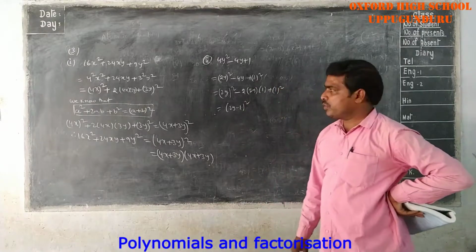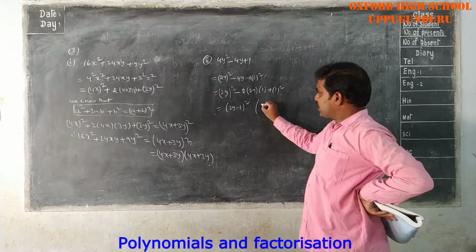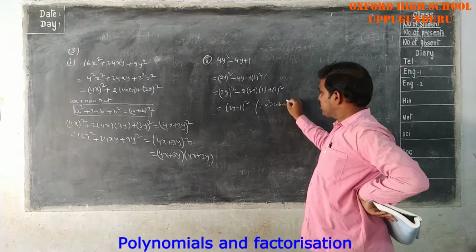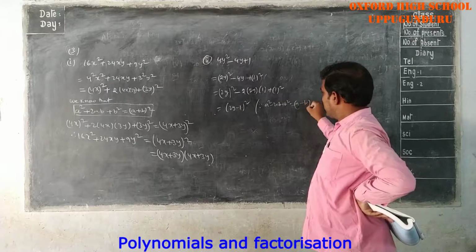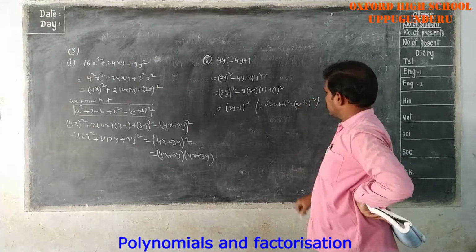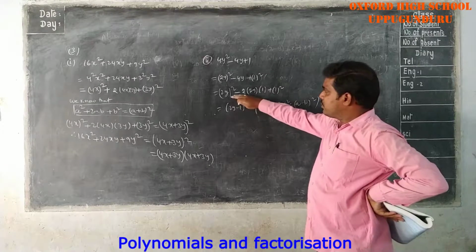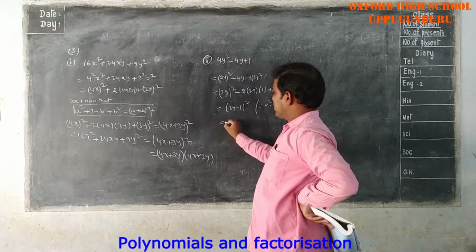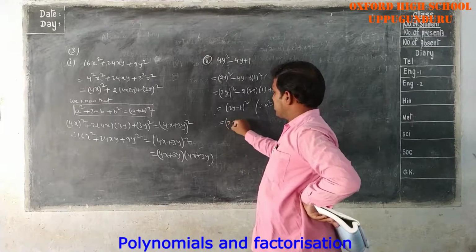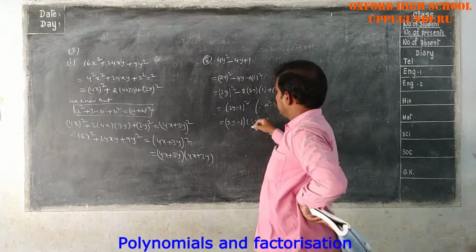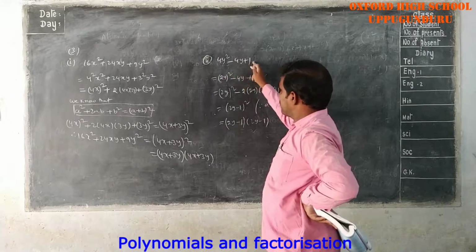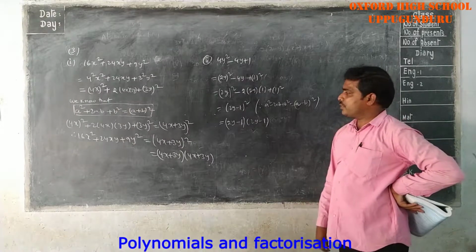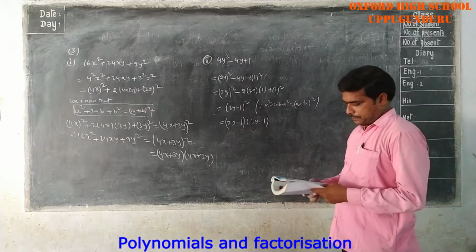Why am I writing this? By using the identity I have written here, since a square minus 2ab plus b square equal to a minus b whole square. So using this identity we are simplifying it like this, 2y minus 1 whole square. This we can write as the product of 2y minus 1 of 2y minus 1. So 4y square minus 4y plus 1 equals 2y minus 1 into 2y minus 1. So in this way we can factorize this one.